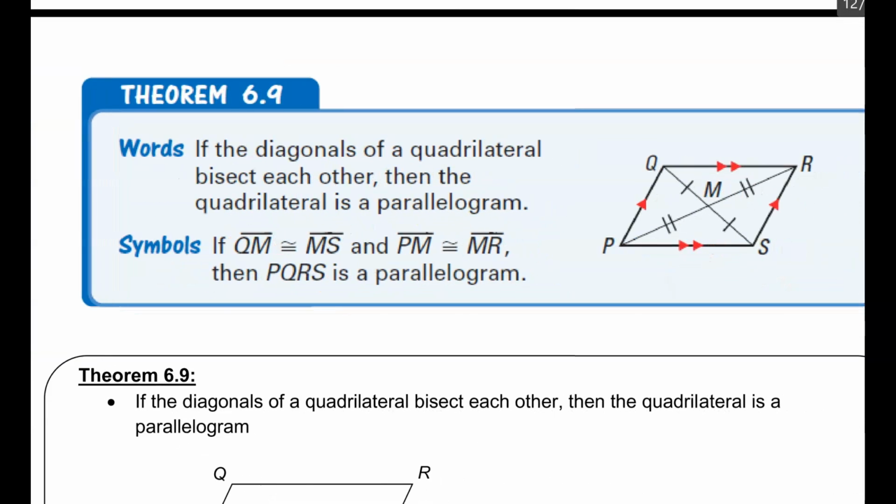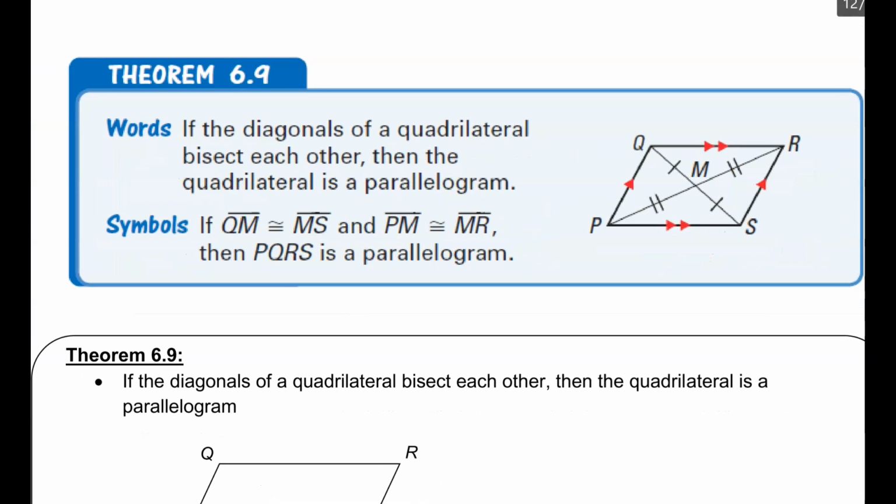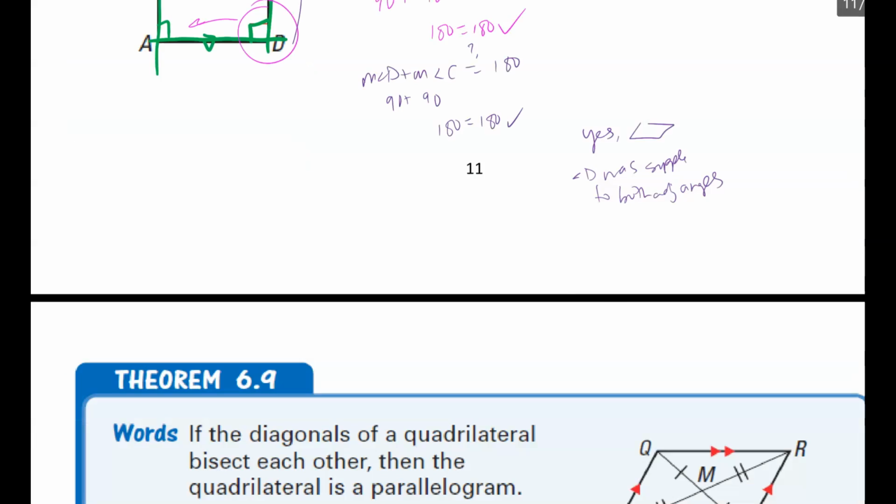All right, here's the second half screencast for section 6.3. So we've been working on proving a four-sided shape, a quadrilateral, is a parallelogram. There are a couple of ways we've done it.